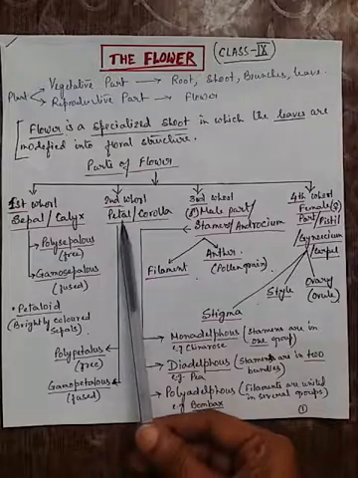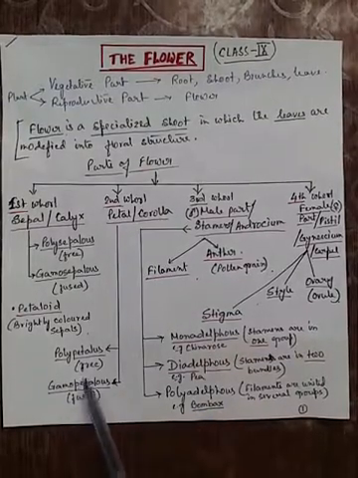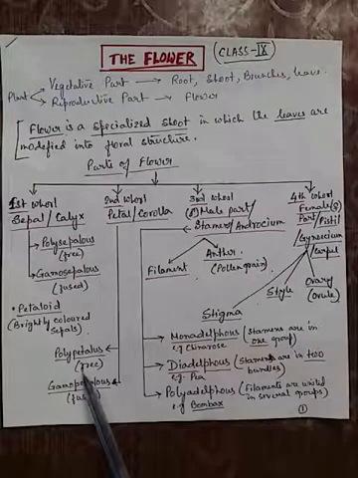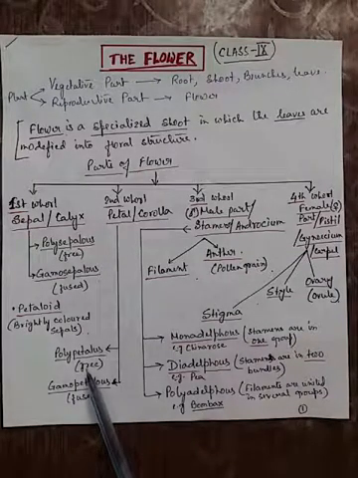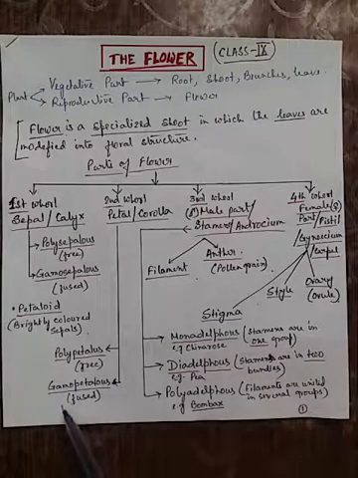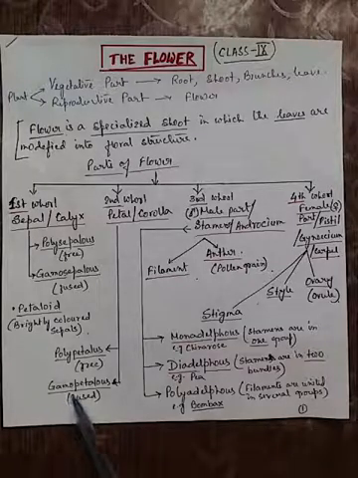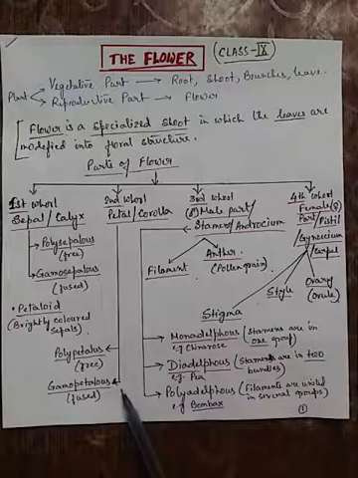Next, second whorl is the petals. The arrangement of the petals is called a corolla. The same thing, if the petals are free from each other, then this arrangement is called polypetalous. If they are fused with each other and form a tube-like structure, then it is called gamopetalous.